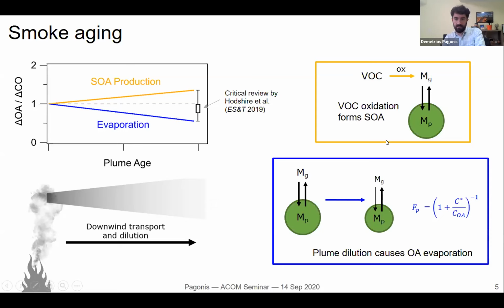And of course, these two processes are not uncoupled. You can have oxidation of these gas phase compounds to form lower volatility products, which would both deplete the gas phase, driving additional evaporation, while also producing new secondary organic aerosol. And so I'll circle back to that quite a bit later in the talk.